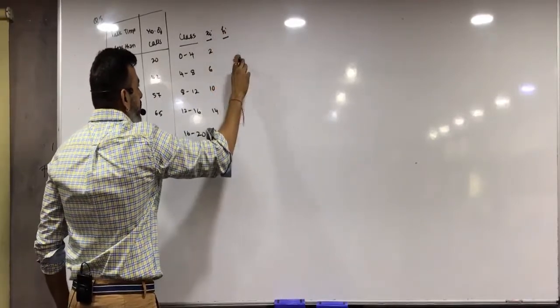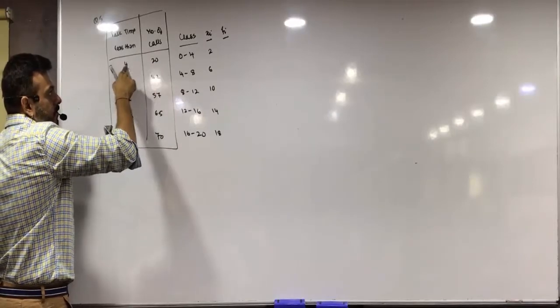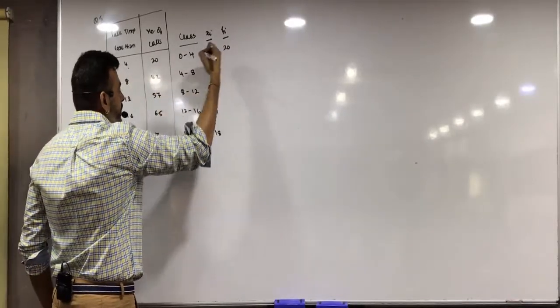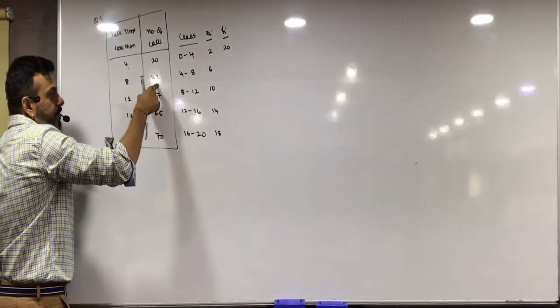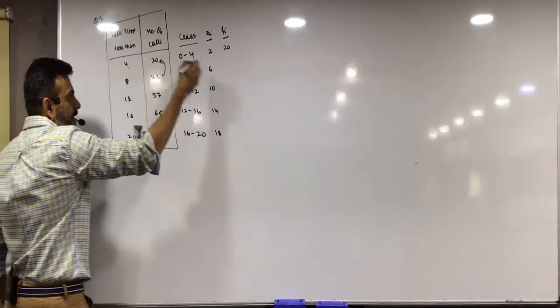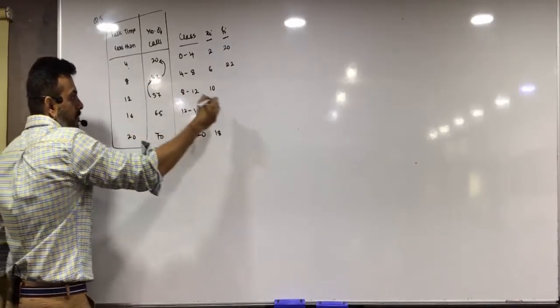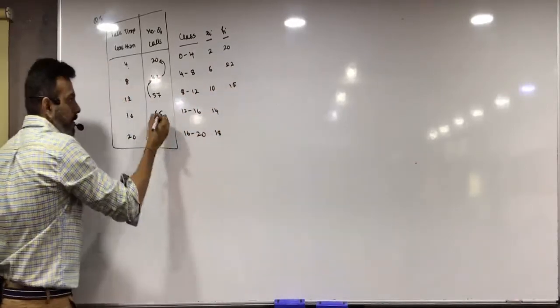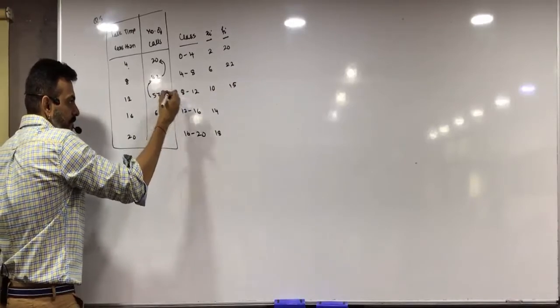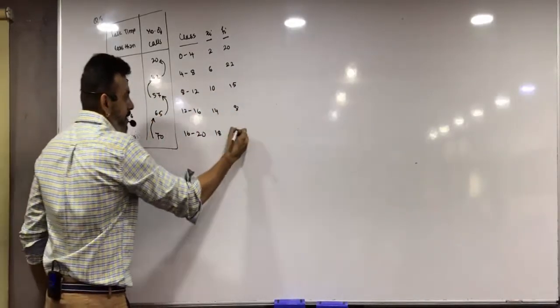Frequency, pay attention please. Less than 4 is 20. So 0 to 4 is 20. Less than 8 is 42. So 4 to 8: 42 minus 20 is 22. Then 57 minus 42 is 15. 65 minus 57 is 8. 70 minus 65 is 5.